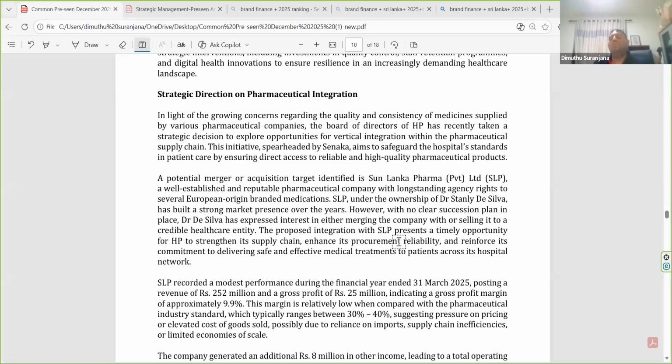Right here, they talk about vertical integration. That means we have two options. Either we can become a supplier, if so, that is called backward integration, or we can become a distributor, then forward integration. So HP has recently taken a strategic decision to explore opportunities for vertical integration in the pharmaceutical supply chain. This initiative is spearheaded by Senaca, aiming to safeguard the hospital standard in patient care by ensuring direct access to reliable and high quality pharmaceutical products.